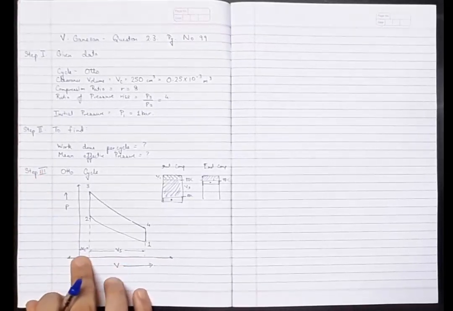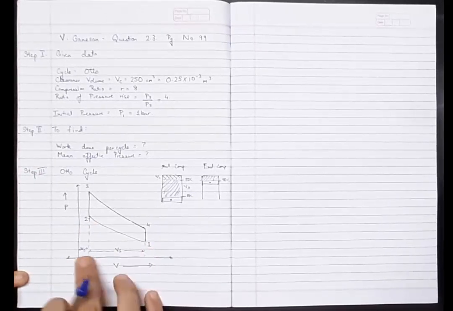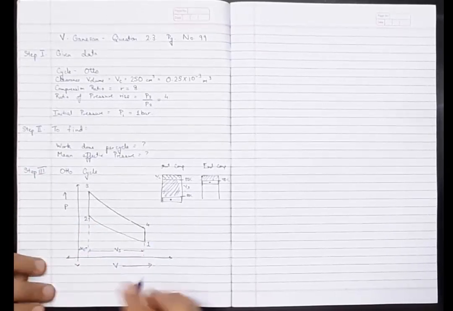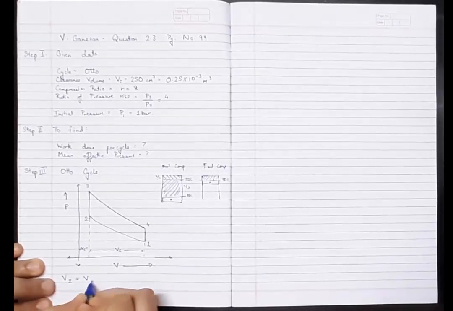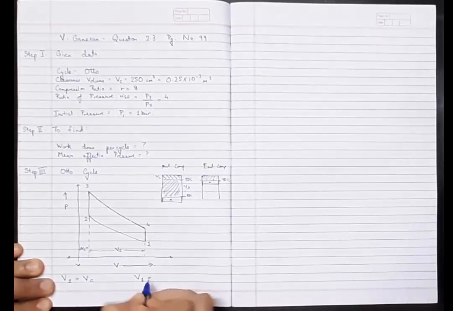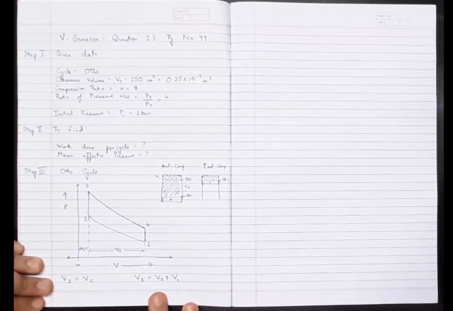This small part is Vc, V2 is Vc, and V1 is Vs plus Vc. I will write it over here. Remember, this is very important. V2 is Vc, V1 is Vs plus Vc. So with this in mind, we will start our next step.